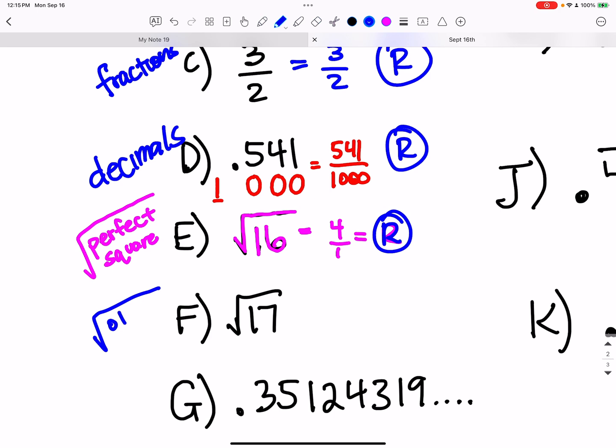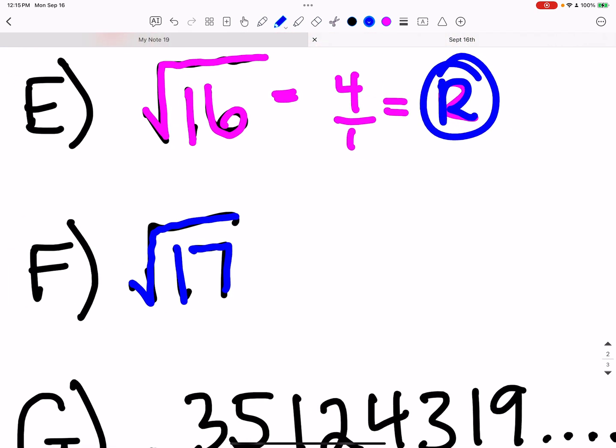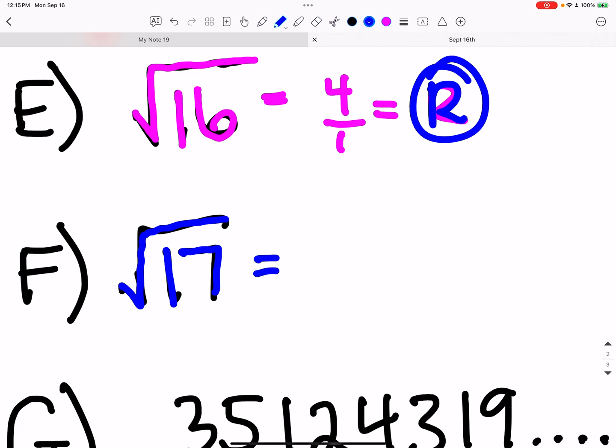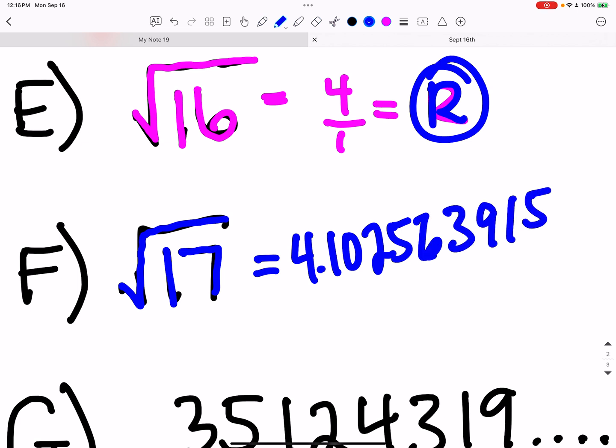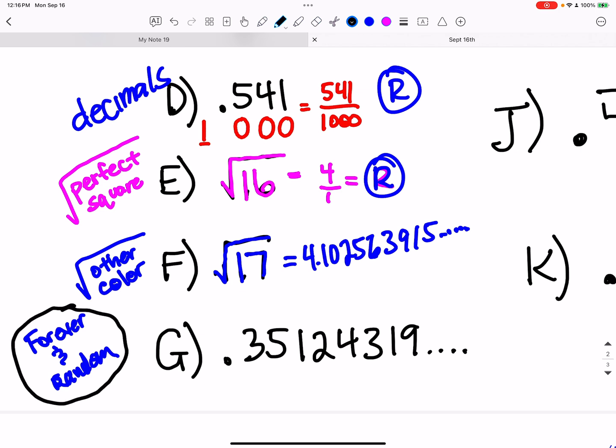But what happens when you try to take a square root of not a pink number? Some other color. What happens when you try to take the square root of another number? 17 is not a pink number. So what happens when you try to take a square root of 17? You can't put 17 things in a square. So when you try to take the square root, it's like 4.1025639915, whatever. It's a decimal that goes on forever and random. And that's what makes it irrational. Those are the numbers that are irrational. If it goes on forever, randomly, it's irrational.